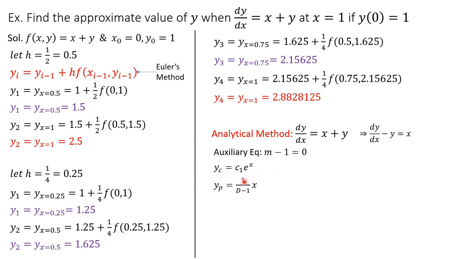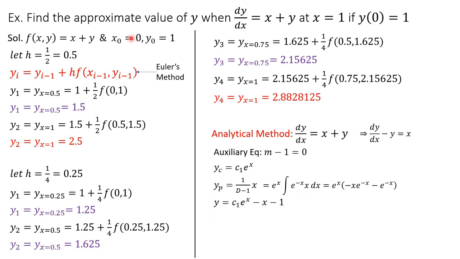and yp as 1 upon D minus 1 operates on x. So this is by the general formula. After integration, we will get y as c1 into e raised to x minus x minus 1. Alright, so this is y.